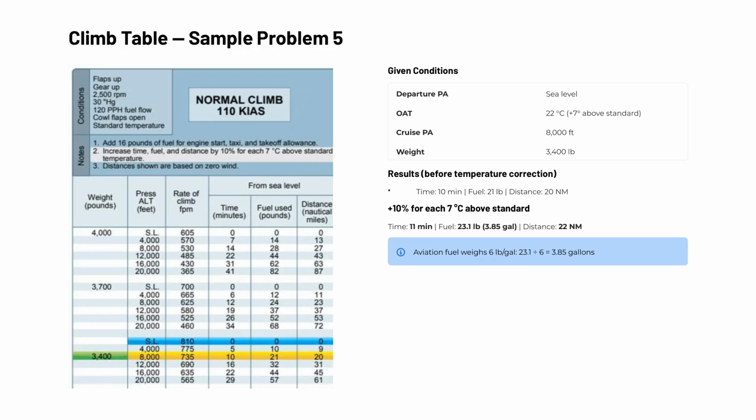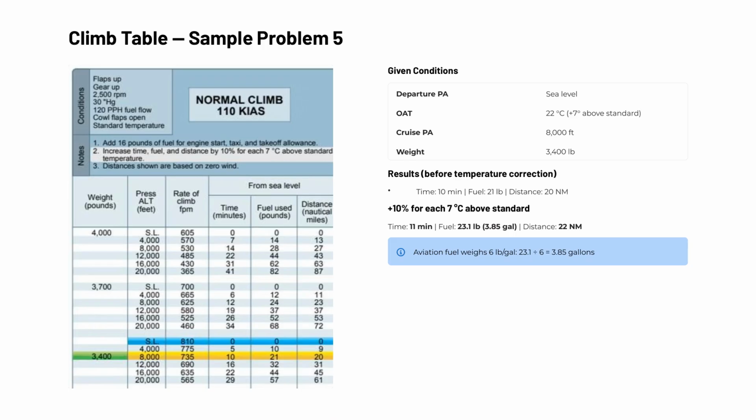Now, here's the critical step. Standard temperature at sea level is 15 degrees Celsius, and our actual OAT is 22 degrees. That's 7 degrees above standard. The climb table tells us to add 10% for each 7 degrees above standard, so we apply exactly one 10% correction across all three values. 10 minutes becomes 11 minutes. 21 pounds of fuel becomes 23.1 pounds. And 20 nautical miles becomes 22 nautical miles.